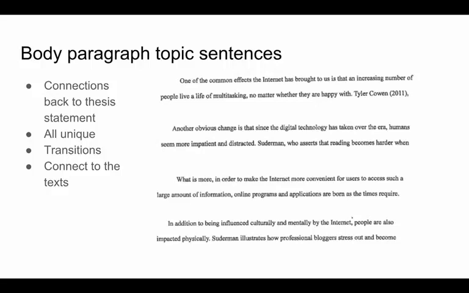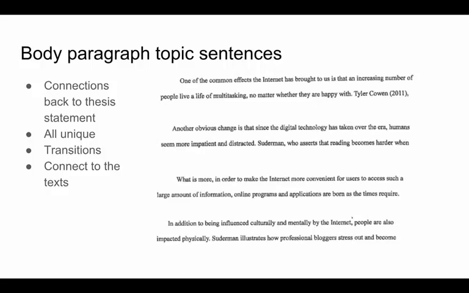Then the next one is: another obvious change is that since the digital technology has taken over the era, humans seem more impatient and distracted. Third one: what is more, in order to make the internet more convenient for users to access such a large amount of information, online programs and applications are born as the times require. Fourth topic sentence: in addition to being influenced culturally and mentally by the internet, people are also impacted physically.